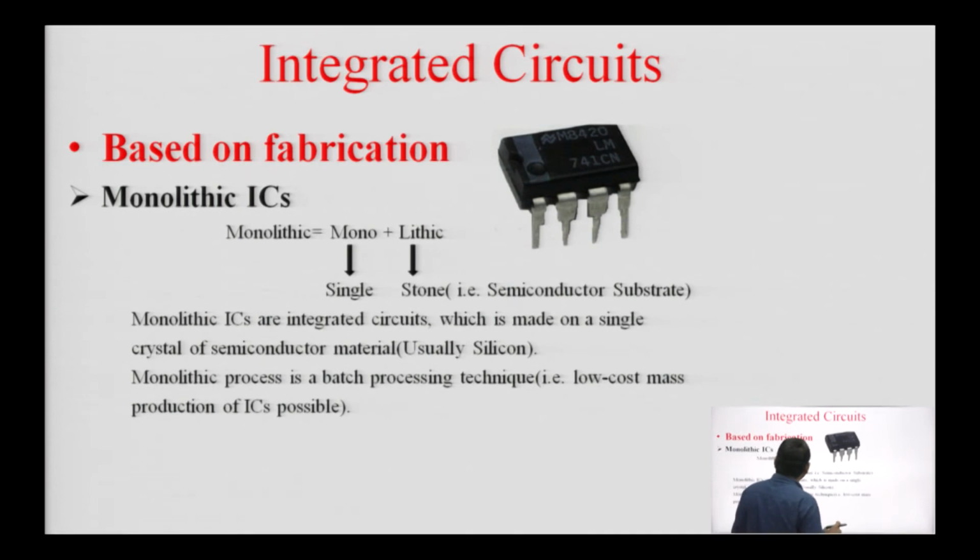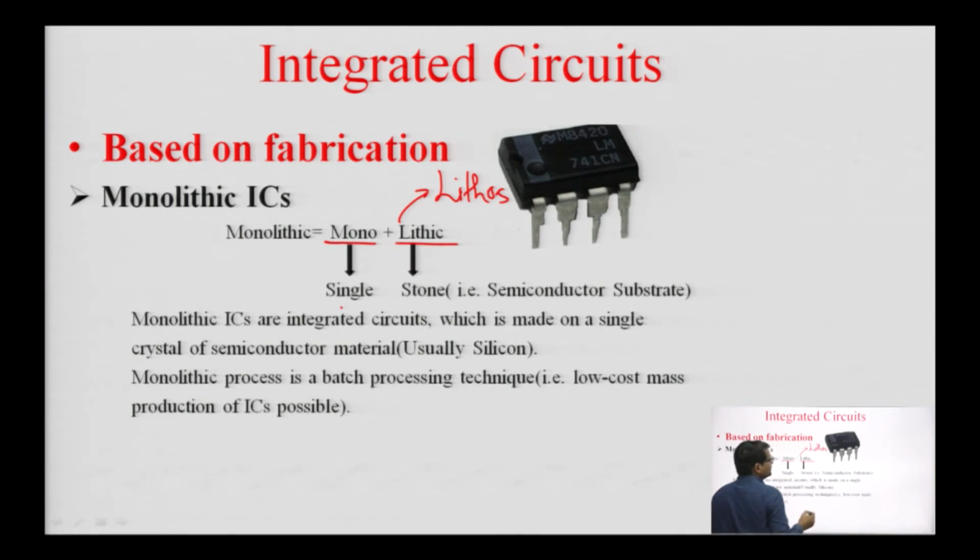Based on fabrication, there are two types of integrated circuit. One is the monolithic IC, and the second one is the hybrid IC. Monolithic is made from two words: mono means single, and lithic is derived from the Greek word lithos, which means stone.